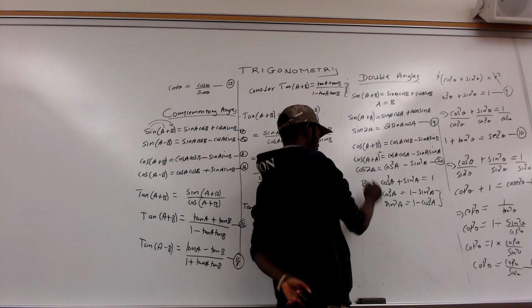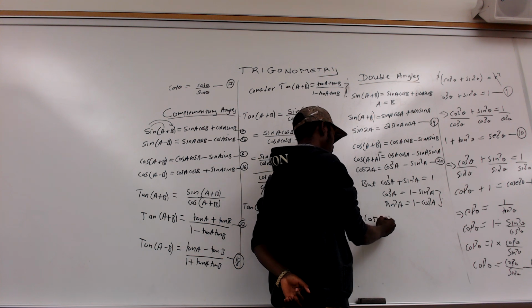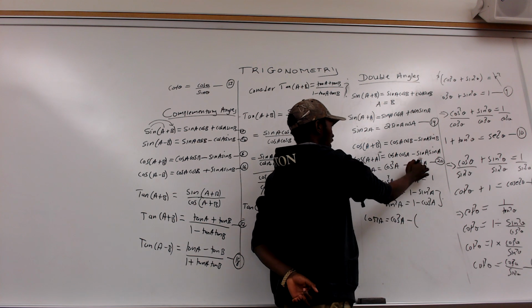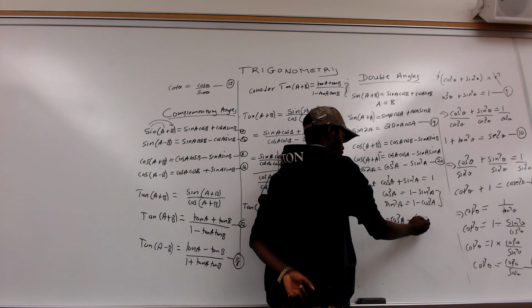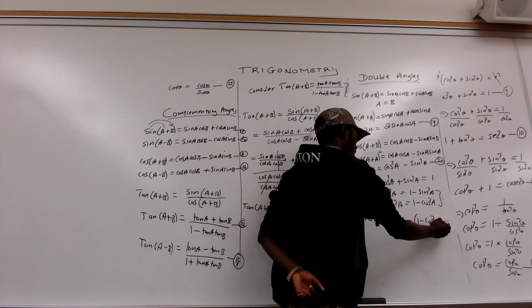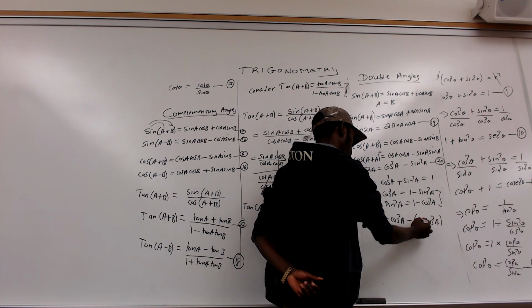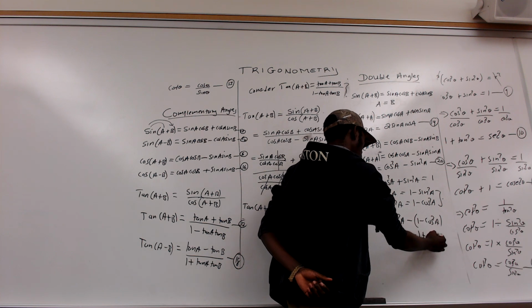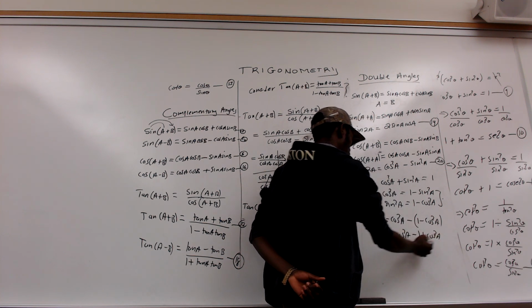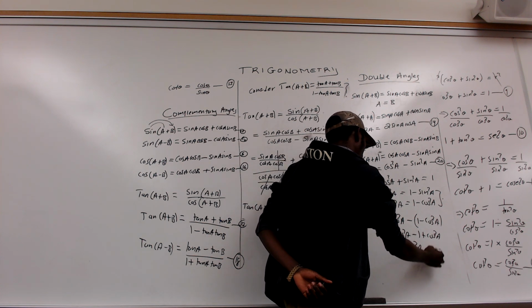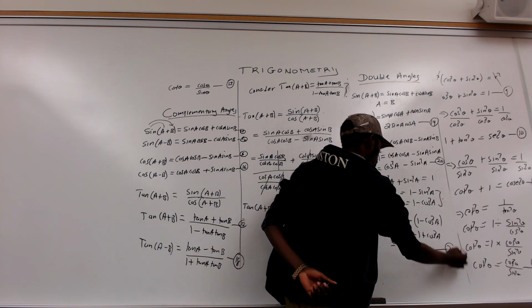Having known this, let's take cos 2A. Cos 2A is cos square A minus sin square A, and let's substitute for sin square A, which is 1 minus cos square A. So this is cos square A minus 1 plus cos square A. Adding cos square A plus cos square A gives us 2 cos square A minus 1. This gives us identity 21.